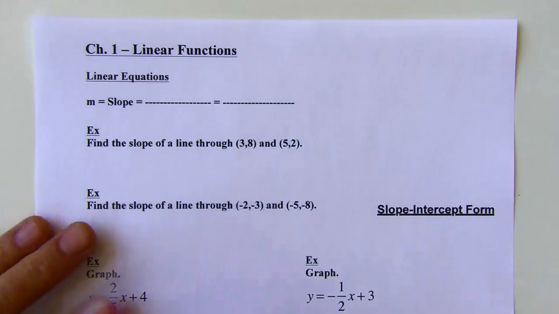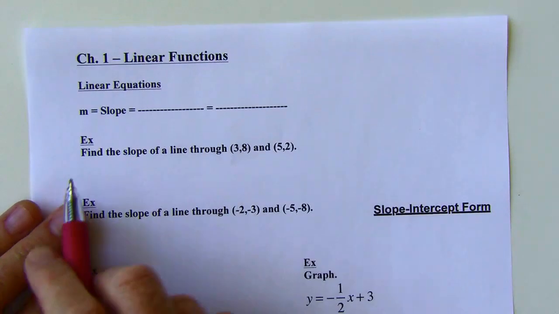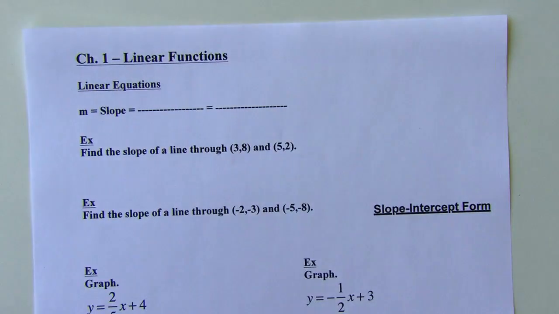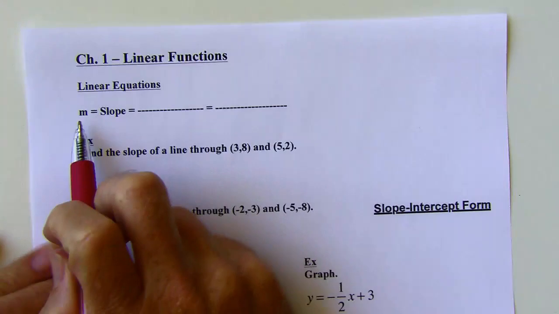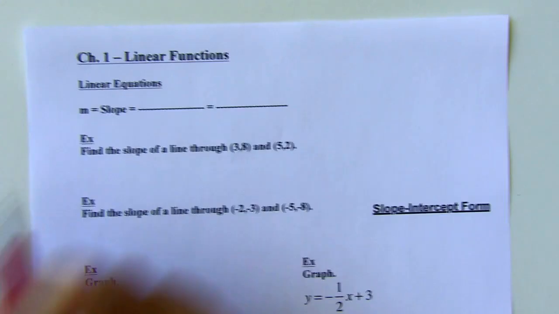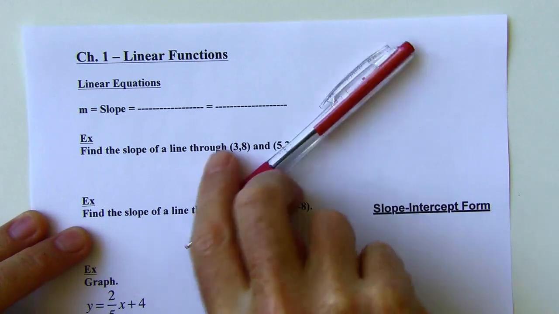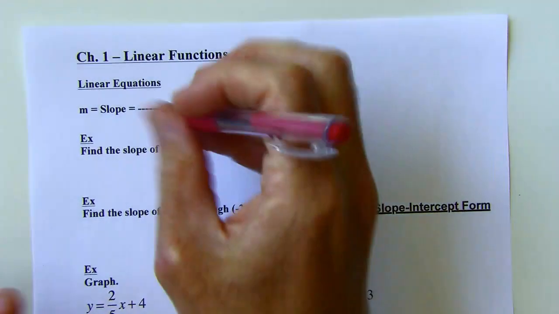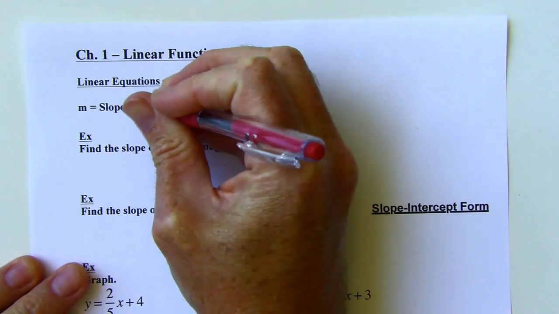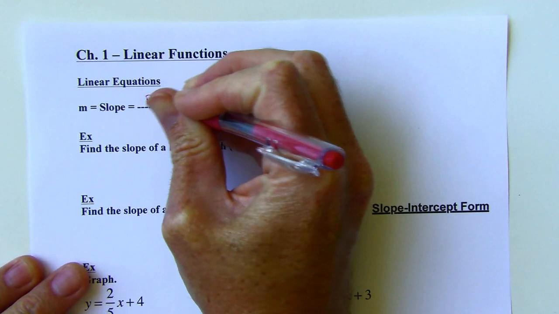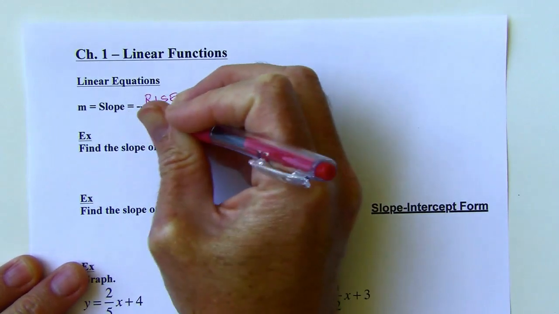Okay, so linear equations. First thing you want to know when dealing with linear equations is the slope. We often use lowercase m for slope. And the slope describes how tilted a line is, what the tilt is. A couple of ways you can think about that. You could think about that as the rise over the run. It's often described that way.